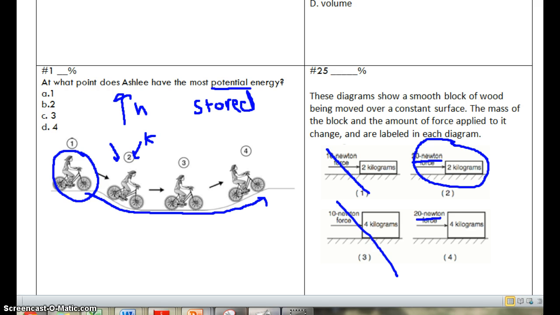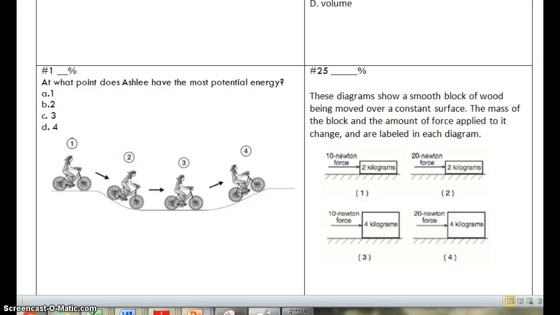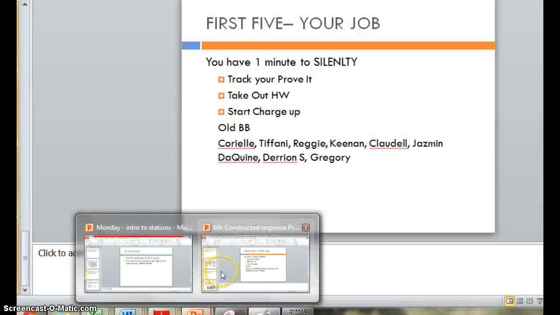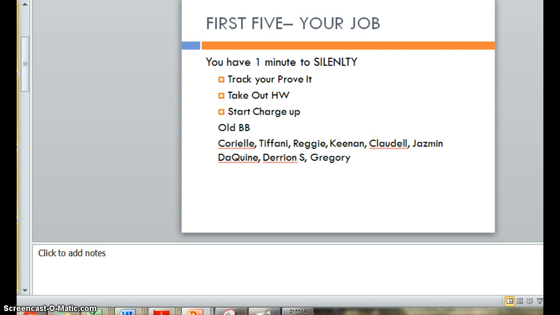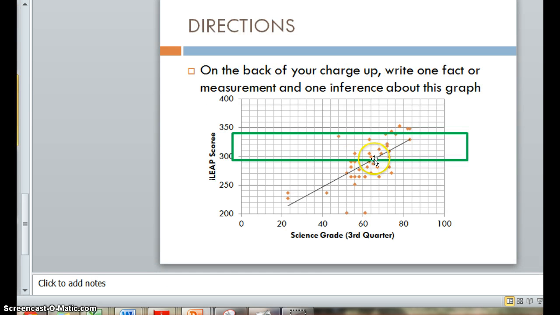Feel free to pause, but you're going to flip that side over, and you are going to make an observation and an inference about the graph that I'm about to show you. So let's take a look. Okay, so here's our graph. Take 1 minute to make an observation. So how does the line go? Does it go up, down, or does it stay constant? Remember, increase, decrease, or constant.